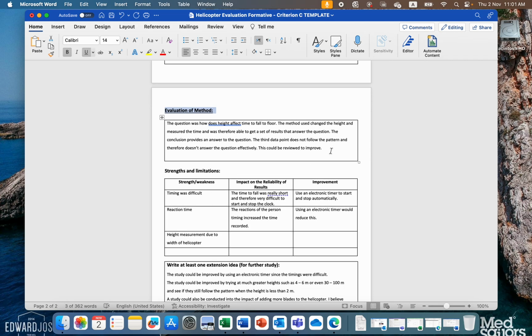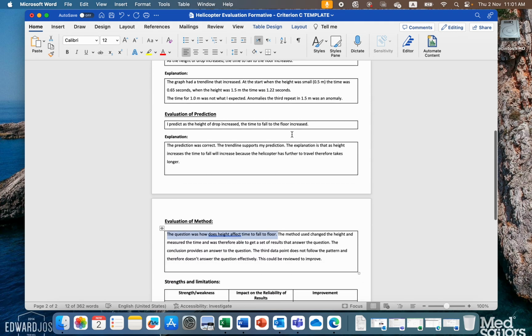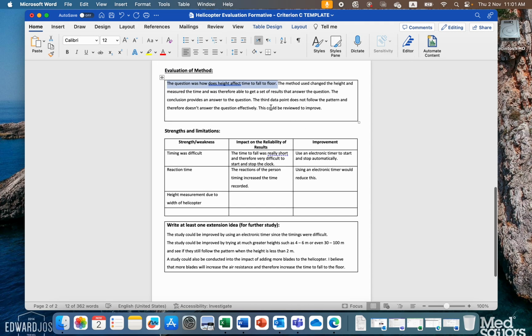So did our method get a result to answer the original question? I started mine by restating the original question. The question was, how does height affect time to fall to floor? And then talk about the method: changed the height and measured the time and therefore got us results, and we can see from our results that we have a pattern, etc., and trying to link it to science as well.